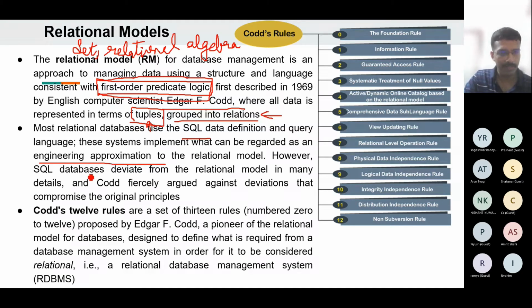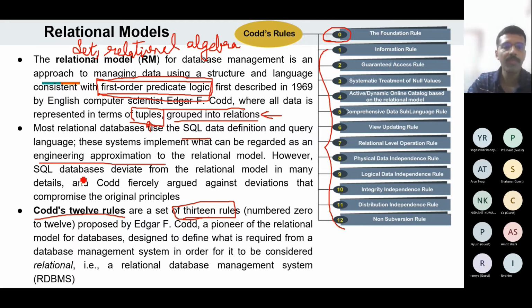The proposer of the relational model is Codd. He defined 12 rules, numbered 1 to 12, and then there is something like a foundation, numbered as 0. So basically there are a total of 13 rules in what is commonly called Codd's 12 rules. I have included these just for your understanding. You need not study these 12 rules.